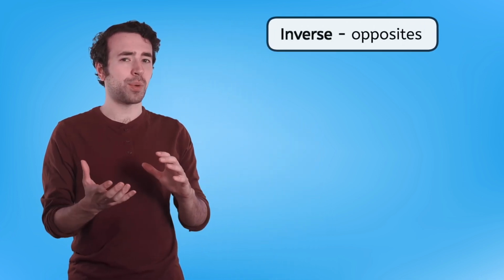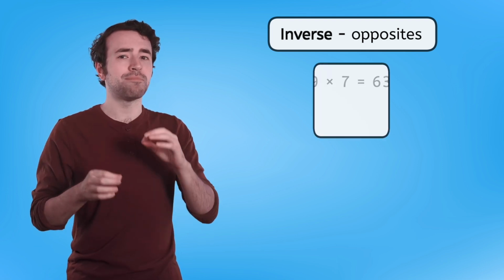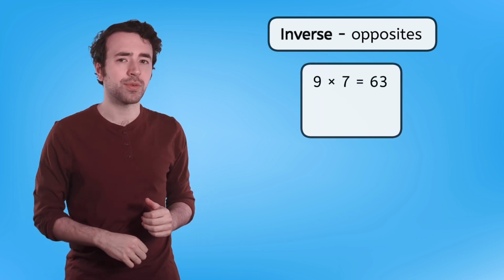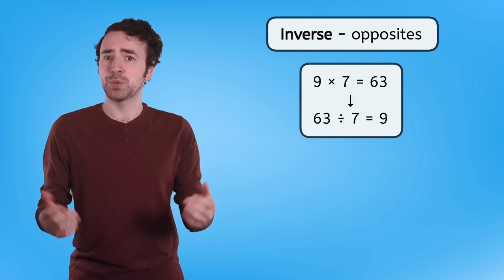Mastering our multiplication facts also helps with our division facts. Remember, multiplication and division are inverse operations, or opposites. So if we know now that 9 times 7 equals 63, then that means 63 divided by 7 equals 9.